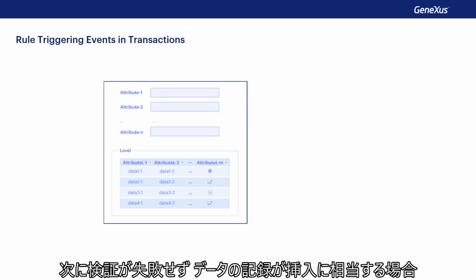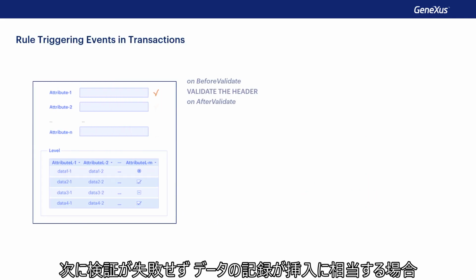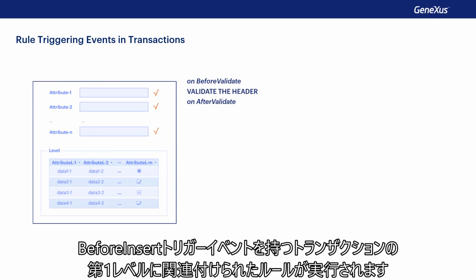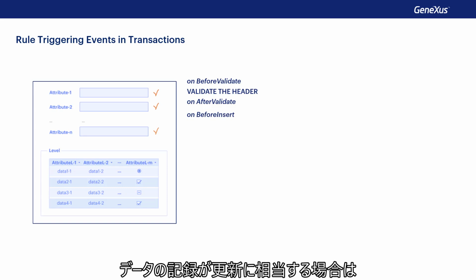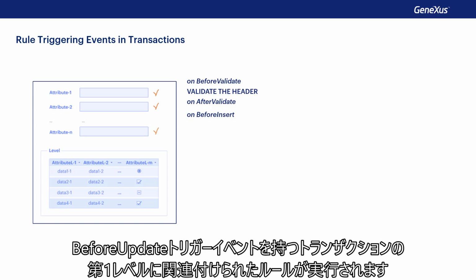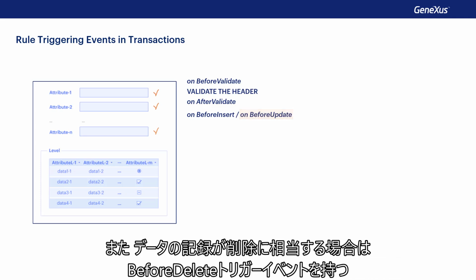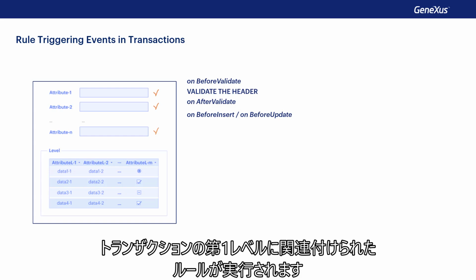Next, if the validation did not fail, and the recording corresponded to an insertion, the rules associated with the first level of the transaction that have before insert triggering event will be executed. If the recording corresponded to an update, the rules associated with the first level of the transaction that have before update triggering event will be executed. And if the recording corresponded to a deletion, the rules associated with the first level of the transaction that have before delete triggering event will be executed.